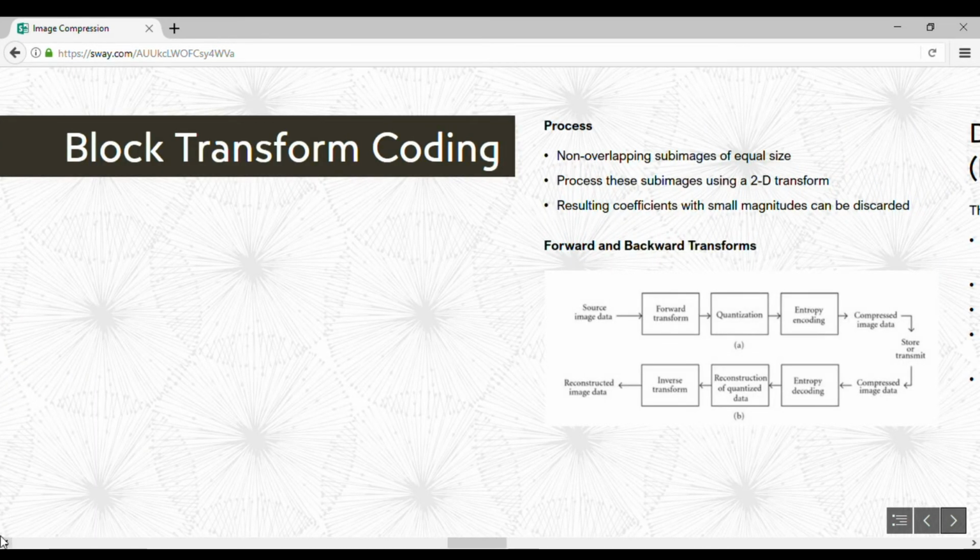Block transform coding. We divide the whole image into smaller sub-images of equal size, preferably square. We then do a 2D transformation such that the resulting coefficients in the transformed version have more coefficients close to 0, which can be discarded. The block diagram shows that the source image is transformed using the forward transform, then it is quantized. For the reverse process, we use the inverse transform and get the reconstructed image.